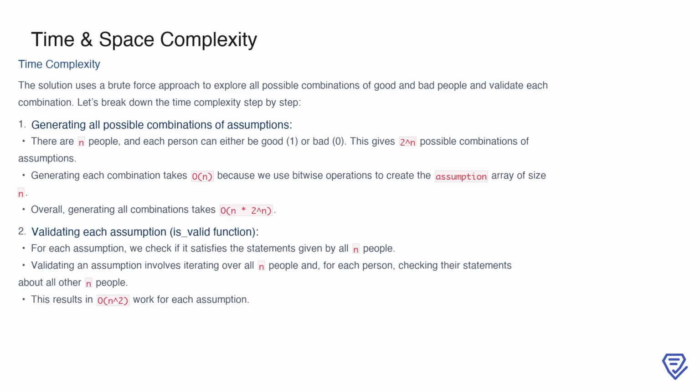Next, each assumption is validated. For a single assumption, we check whether it satisfies the statements made by all n people. Validating involves iterating over all n people, and for each person, examining their statements about all other n people. This results in O(n squared) work for each assumption. Together, these steps lay the foundation for our total complexity analysis.